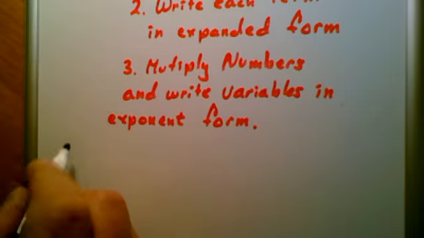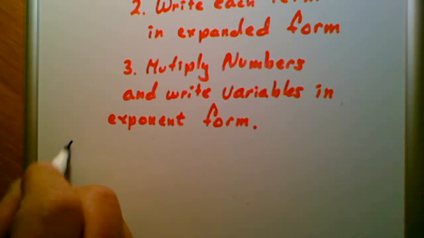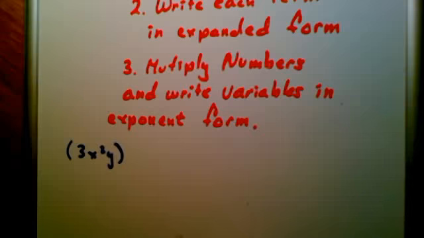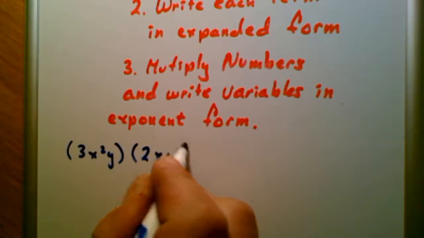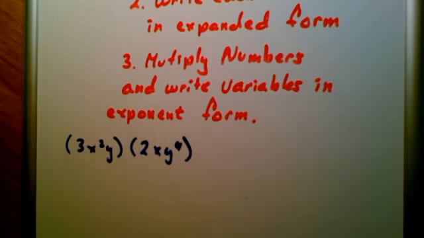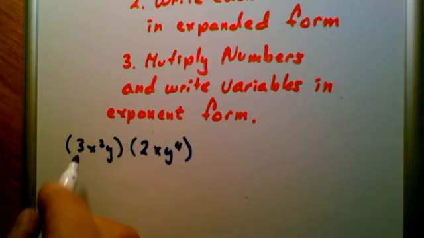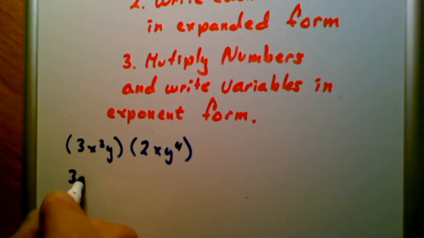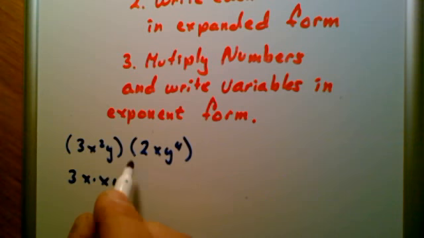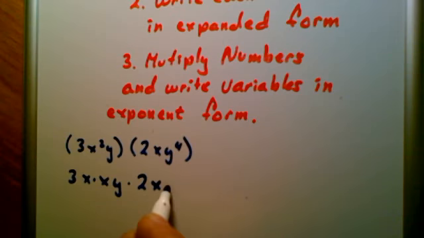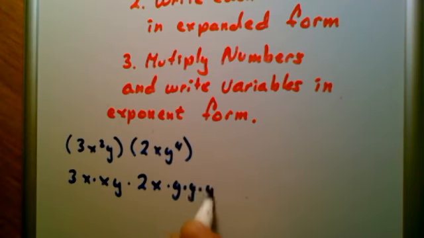First problem, 3x squared y times the quantity 2x y to the fourth. So what we're going to do here is write each one in expanded form. So this first one, 3x squared is x times x, and then we have y to the first power, just y, and over here we have 2 times x, and that's y to the fourth, so that's y times y times y times y.